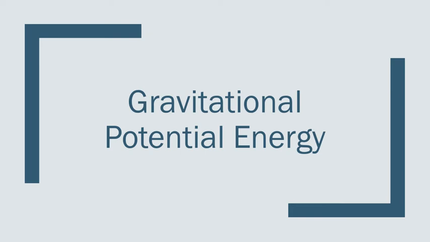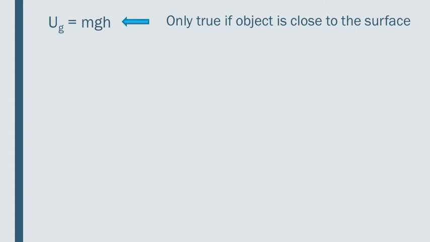Okay, so let's take a look at gravitational potential energy. We've already talked about gravitational potential energy with this equation, mgh, but this is only true if the object is close to the surface of Earth or at the surface of Earth. As an object moves further and further away from the surface of Earth, so as an object were to increase in altitude, the gravitational potential energy of the object would decrease.